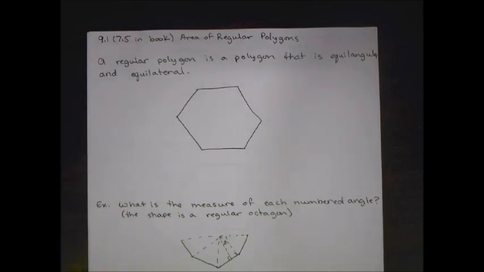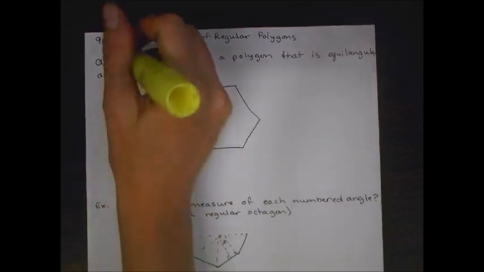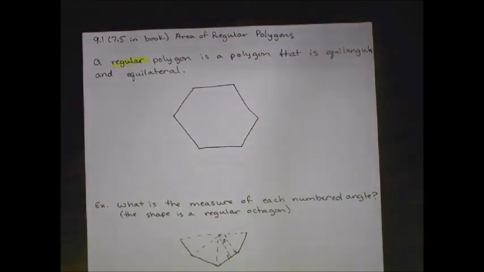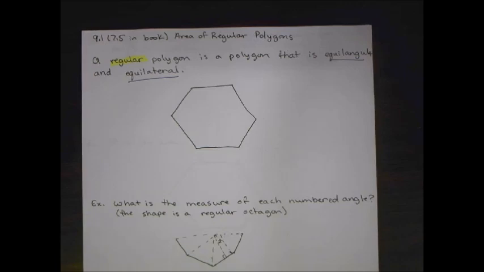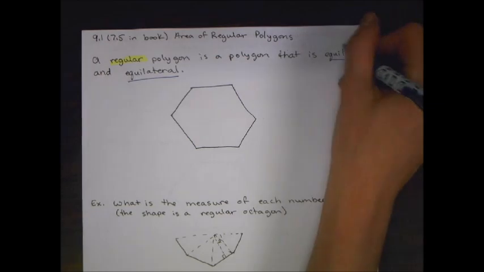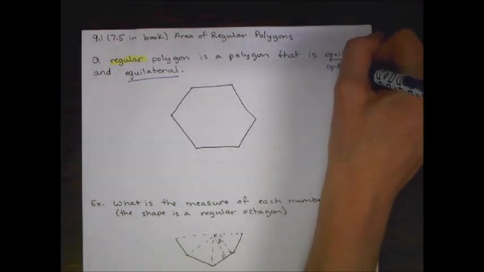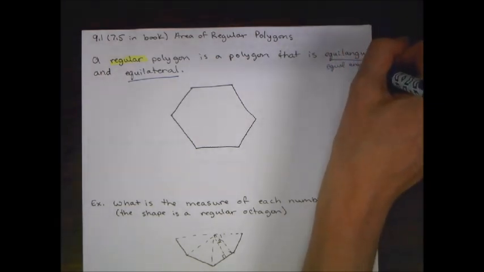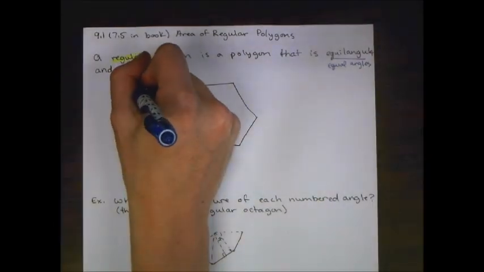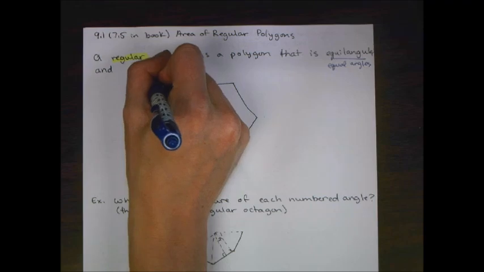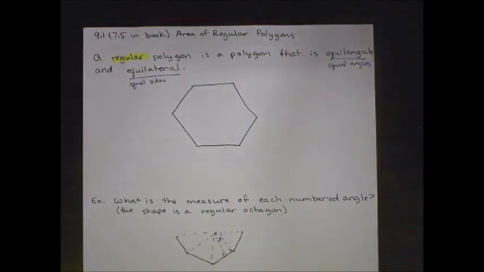Our definition is the word regular. A regular polygon is a polygon that is equiangular and equilateral. Equiangular, equilateral, two key words. Equiangular means that we have equal angles. Equilateral means we have equal sides, so everything is equal.